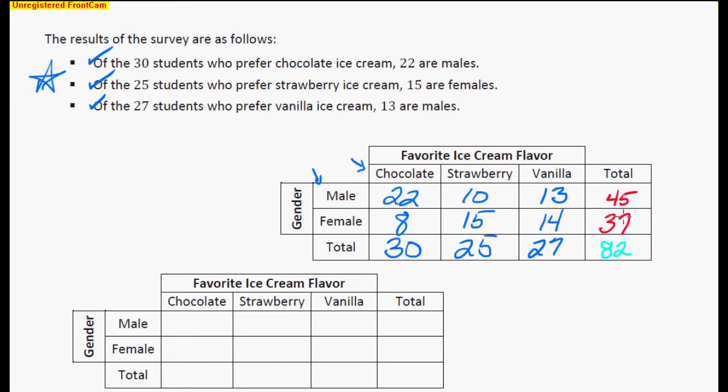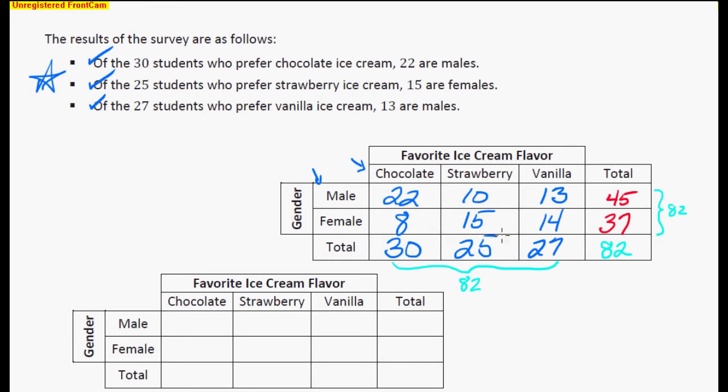All right, so a good way to check yourself is if I add these two numbers up, I get 82, and if I add these three numbers right here, I should also get 82. So that's a good way to check when you're filling in this kind of chart. All right? So now what we're going to do is the same thing we did before.